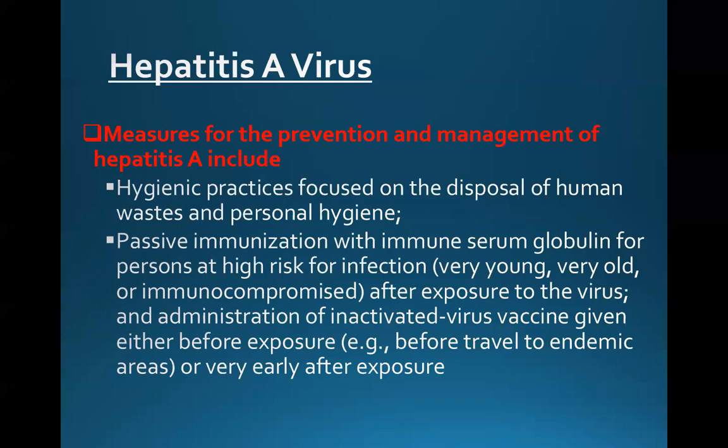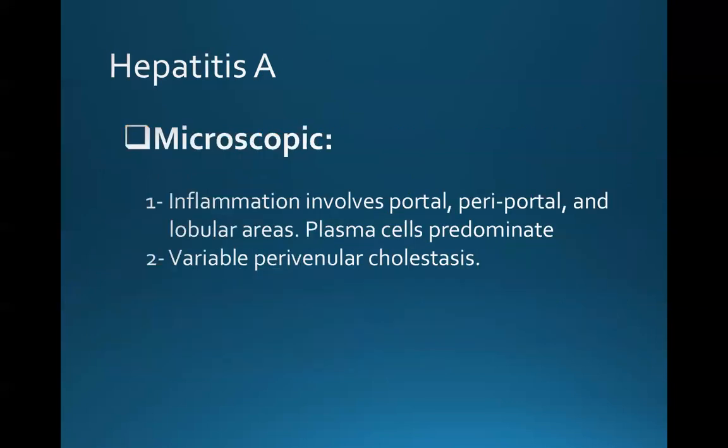But there is also, after an exposure to a person who is infected with hepatitis A, the chance that you may give them immunoglobulin shortly after exposure to the virus. You will also see that administration of the vaccine may happen before exposure, before travel to endemic regions, or very early after exposure. So, immunoglobulin and the inactivated vaccine.